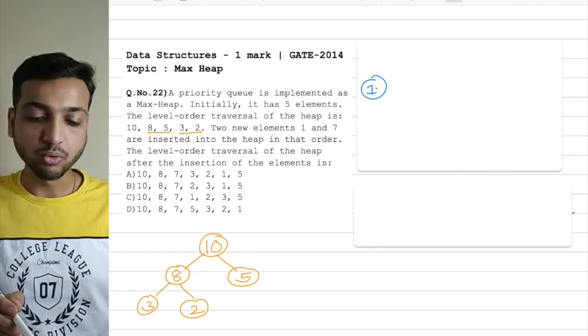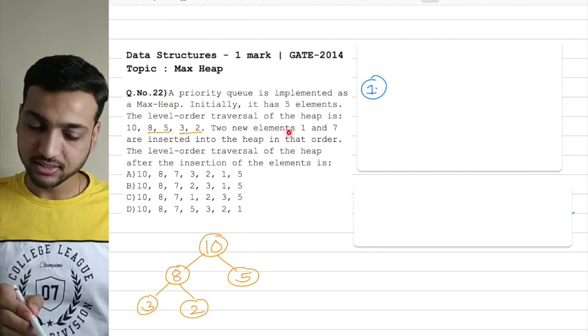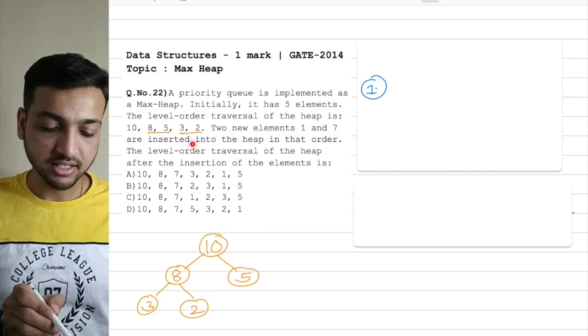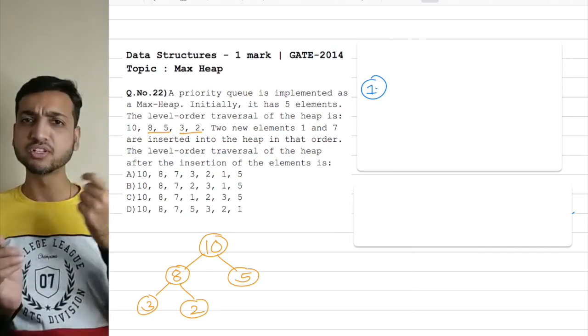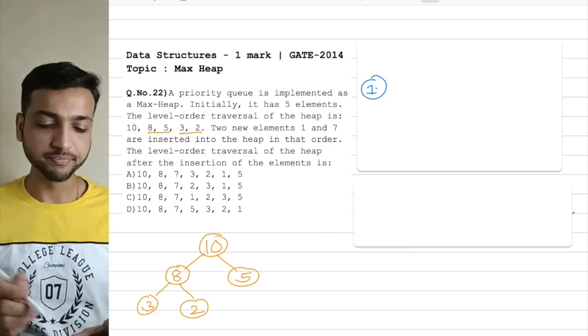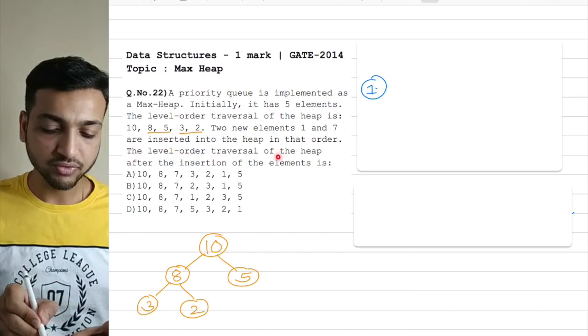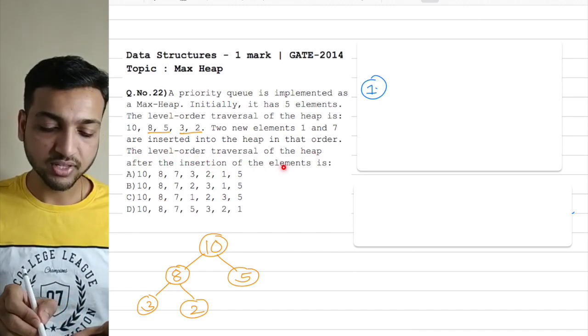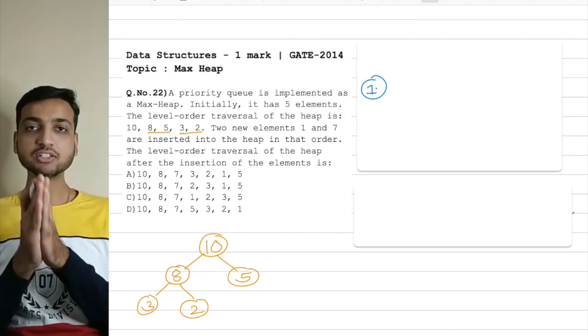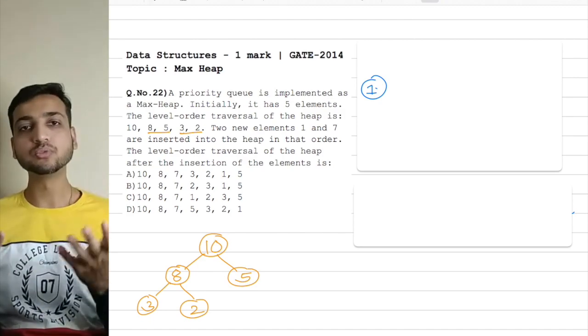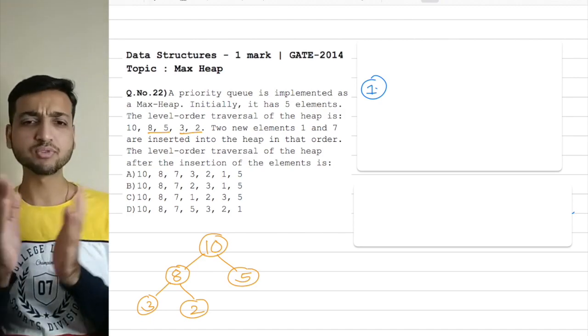Okay, now 2 new elements 1 and 7 are inserted into the heap in that order. So first we have inserted 1 and then we have inserted 7. Now the level order traversal of the heap after the insertion of the elements is, so after inserting these 2 elements 1 and 7, what is the new level order traversal? Simple question, that's what we have to find out.